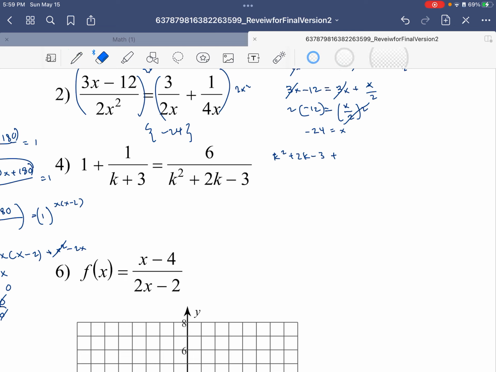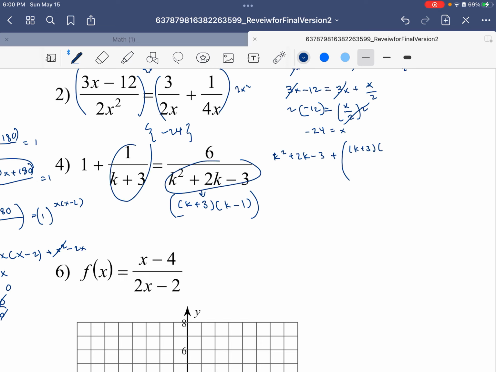This we can factor out to k plus 3 and then k minus 1. And so for this one, this is the same thing as this. So I'm going to multiply this to this term here, and you will see why. I'll put it all into parentheses so that it's clear that I'm multiplying this term only to that.